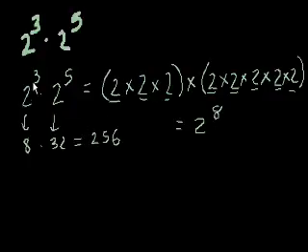Interesting. 3 plus 5 is equal to 8. And that makes sense because 2 to the third is 2 multiplying by itself 3 times. 2 to the fifth is 2 multiplying by itself 5 times. And then we're multiplying them, so we're going to multiply 2 8 times. I hope I have achieved my goal of confusing you just now. Let's do another one.